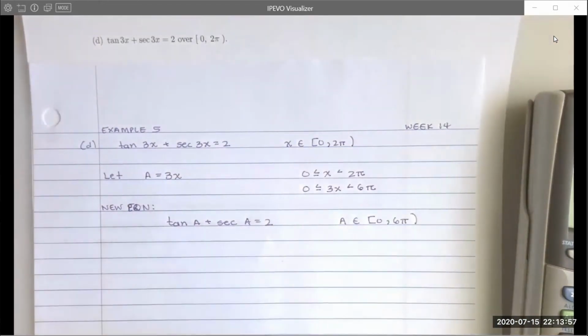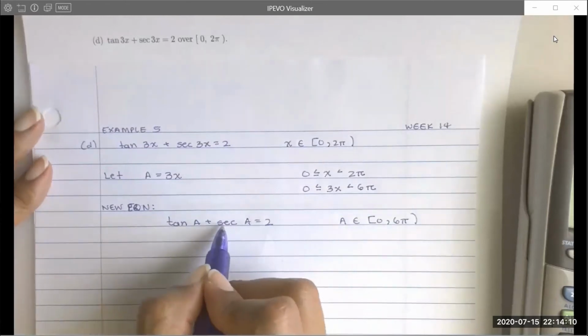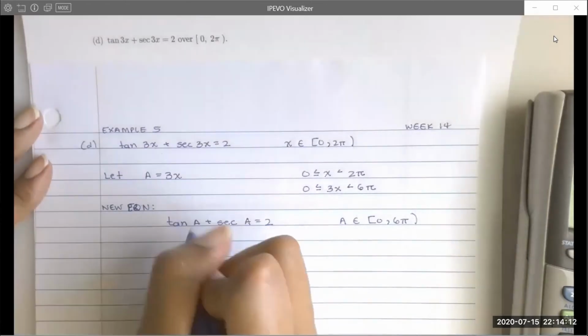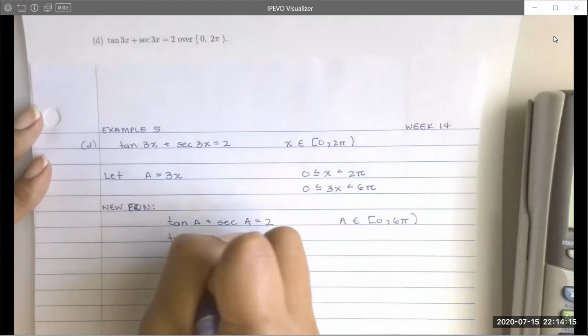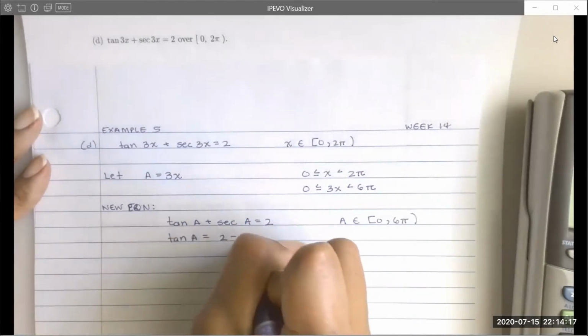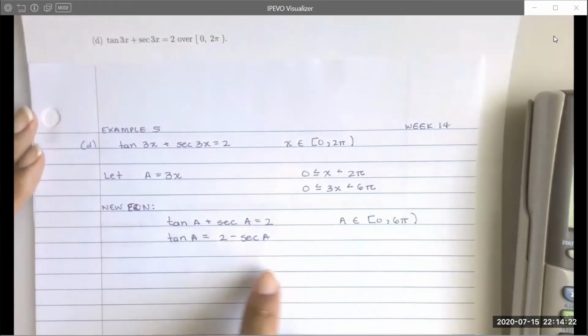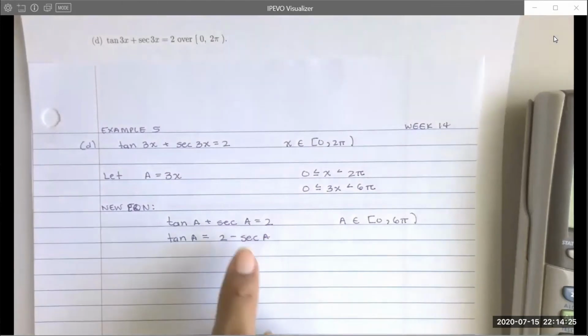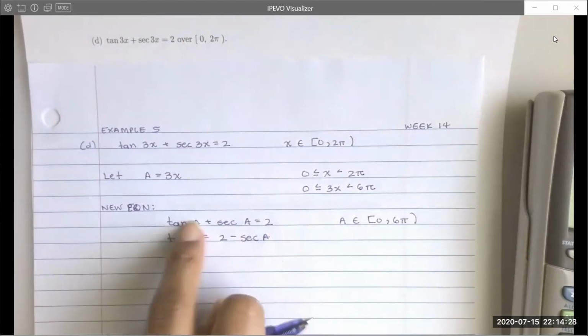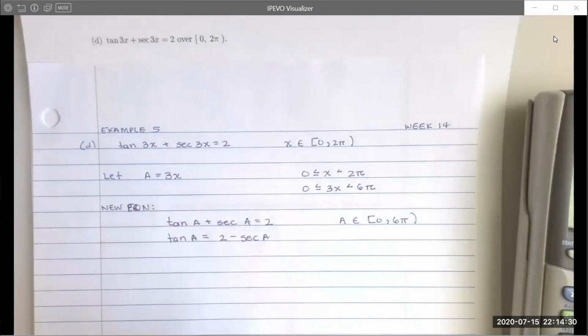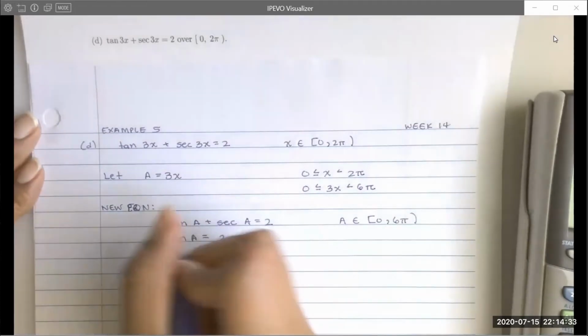Okay, so how do we solve this equation? Well, I want to end up with a tan squared and a secant squared so that I'm able to use the identities similar to the problem that we just worked on. So what I'm going to do is I'm first going to isolate the tangent. Okay, so we're going to have tangent A is equal to 2 minus secant A. So that way when we square, we only end up with tan squared and something involving secant squared rather than something that's going to have to multiply tan and secant together.